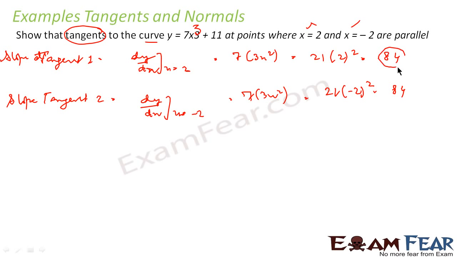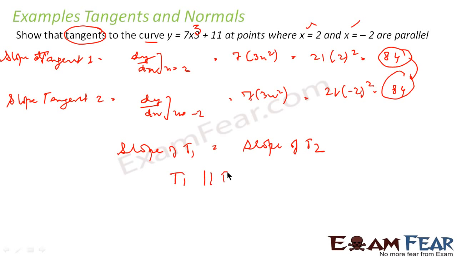And if you see, both these values are same. Thus I can say that since the slope of t1 is equal to the slope of t2, tangent 1 and tangent 2 both have the same slope, I can say that t1 is parallel to t2, and that is my answer.